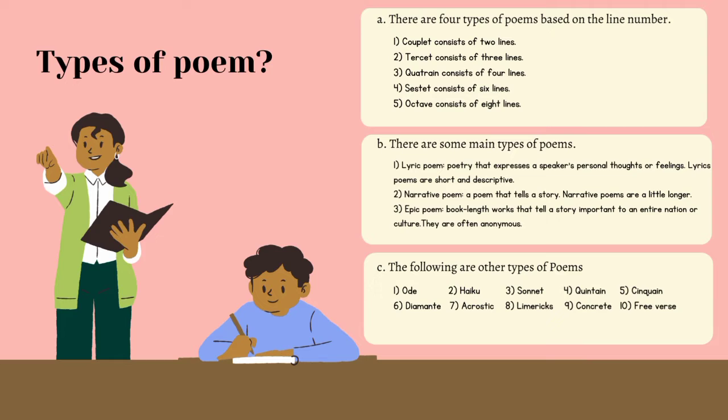C. The following are other types of poem. 1. Ode. 2. Haiku. 3. Sonnet. 4. Fontaine. 5. Quinquain. 6. Diamante. 7. Acrostic. 8. Limerick. 9. Concrete. 10. Free verse.